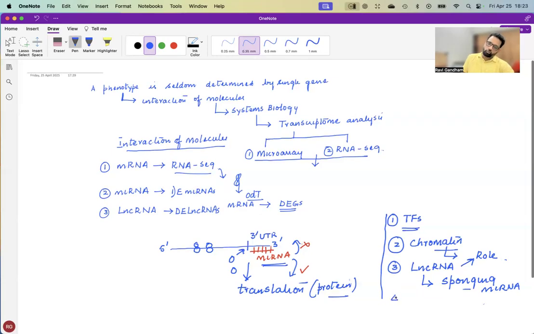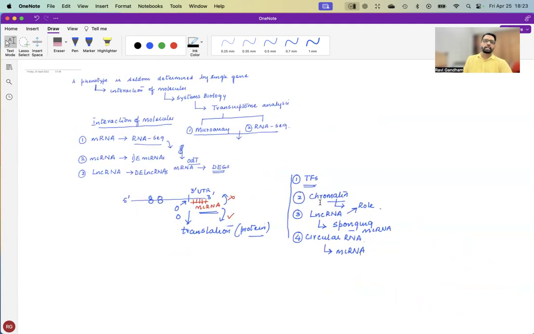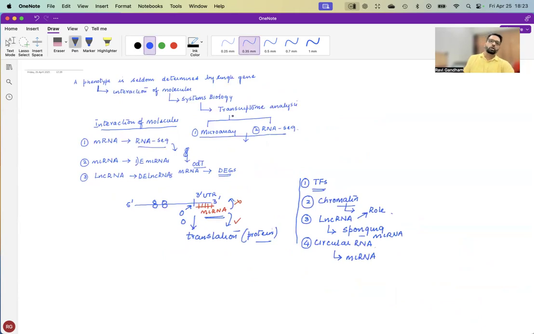Now, the fourth one is your circular RNA, which has a similar role to that of your LNC RNA in sponging your microRNA. They again sponge your microRNA, thereby preventing the microRNA from binding to the 3' UTR. So here again, the point to be stressed is that the expression or the phenotype that you are looking at is not only because of the DEGs that are expressed over here. It is mainly because of the interaction of all the different molecules that are actually interacting with one another to result in a particular phenotype.